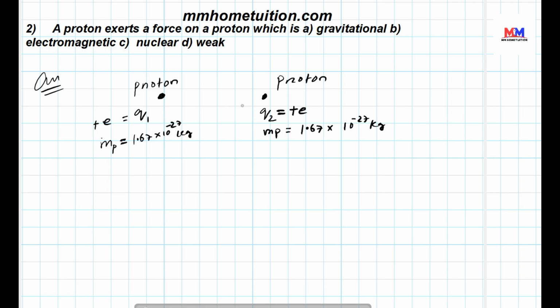So a proton exerts a force on a proton which is gravitational. Yes, gravitational force is applicable, because mass is there. Gravitational force varies directly with the mass of proton times the mass of proton. Yes, gravitational force is applicable.